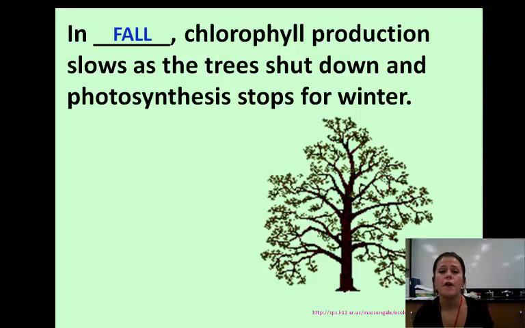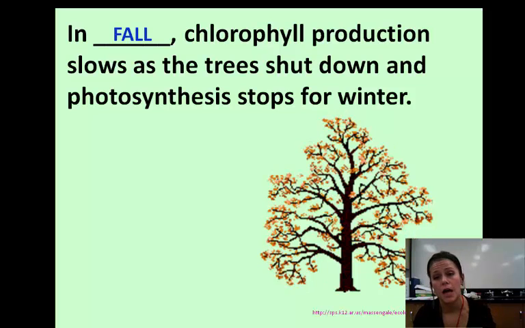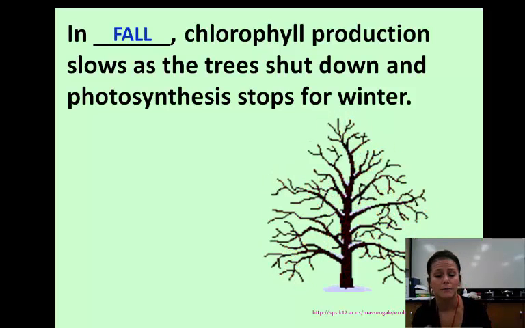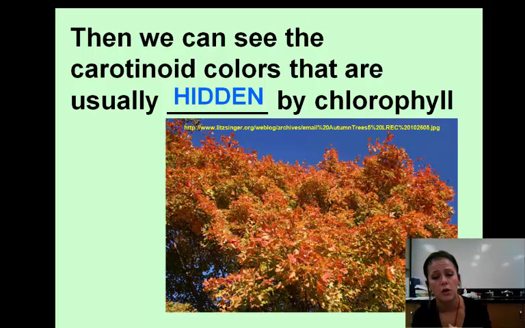So in the fall, chlorophyll production is going to slow as the trees start to shut down and photosynthesis stops for the winter. And that's why we see all of the different carotenoid colors that are usually hidden by that chlorophyll. So that's why we see all these pretty colors at this time of the year.